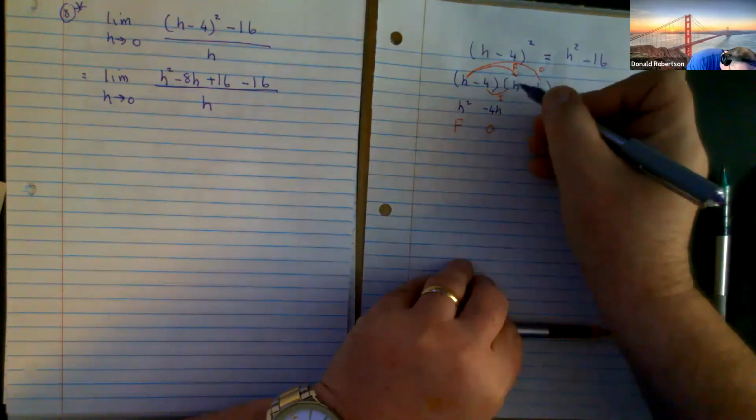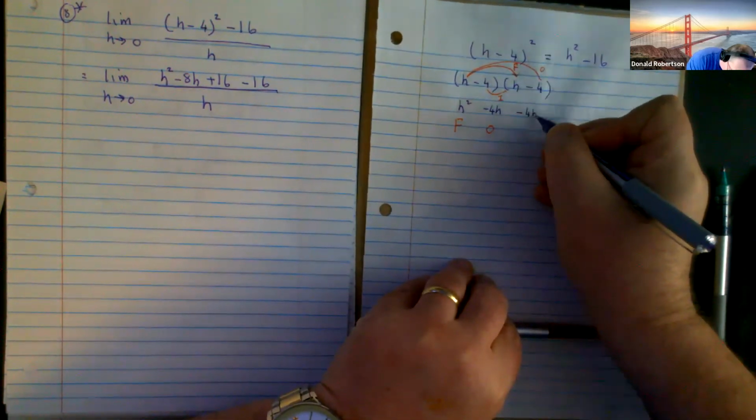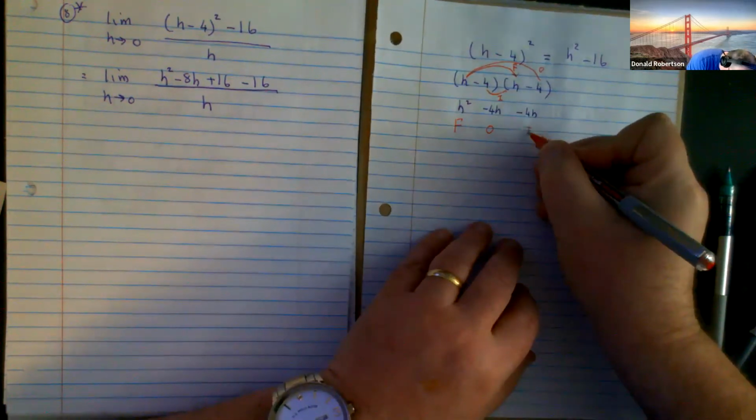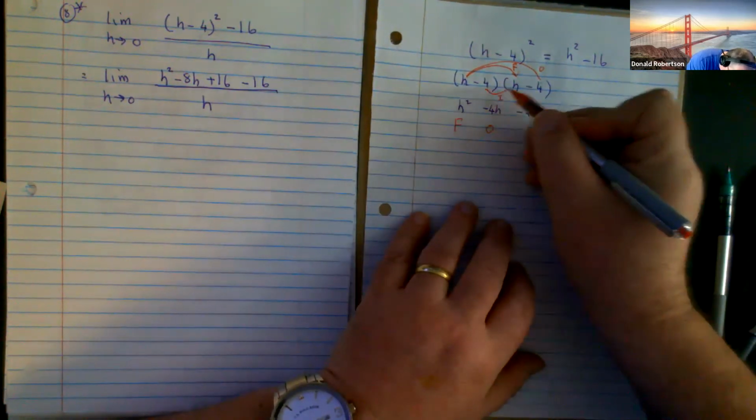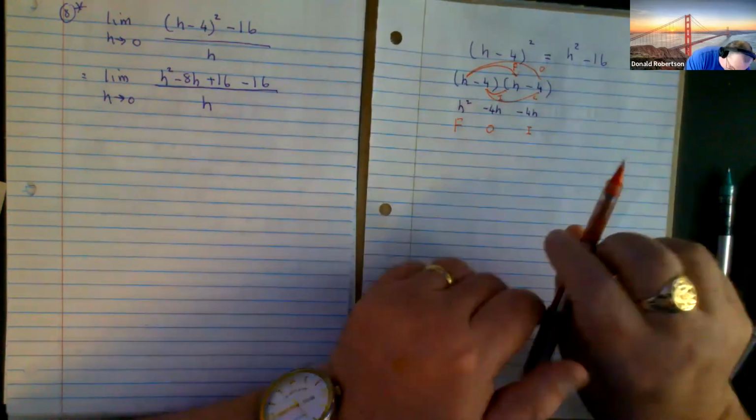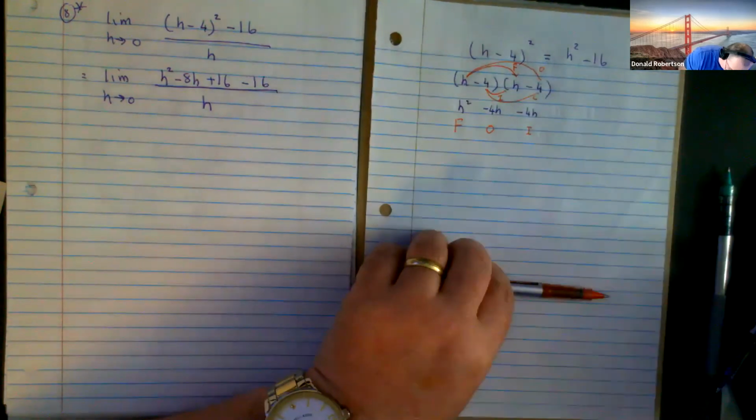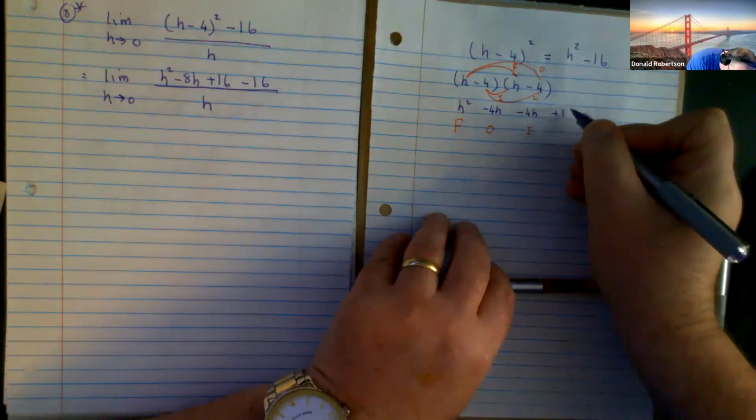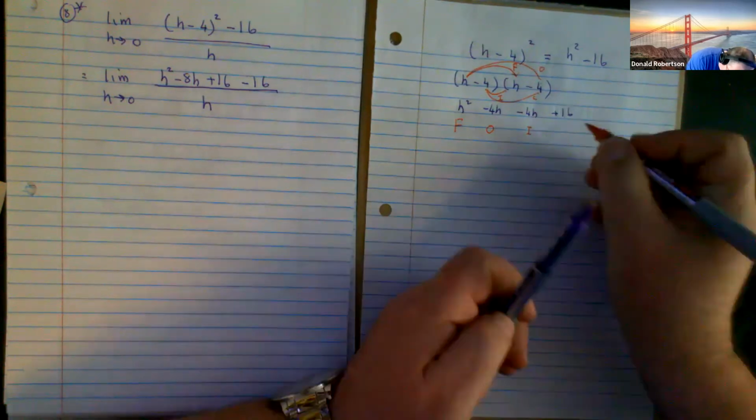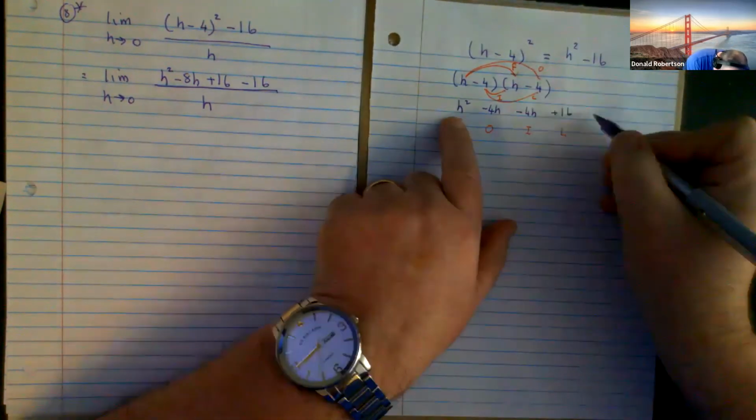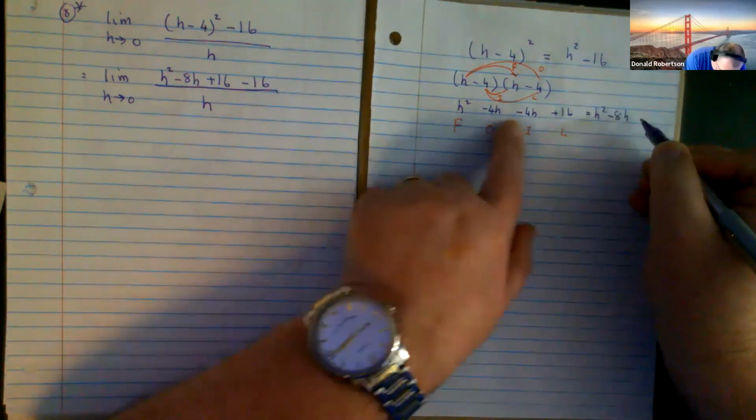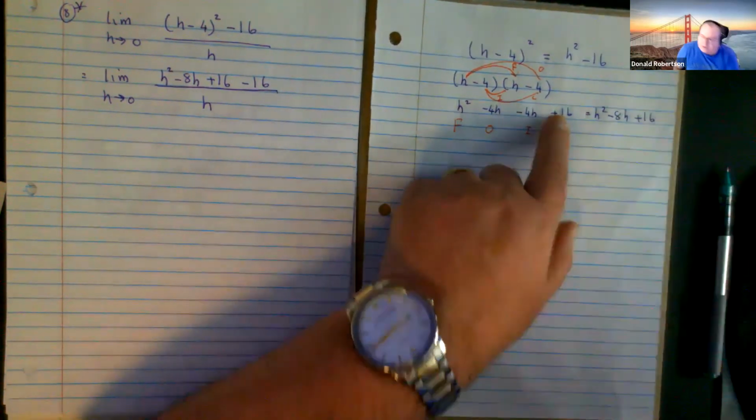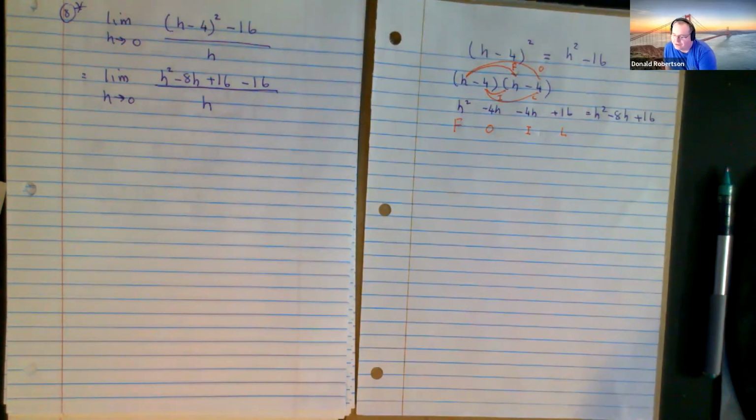And negative 4 times h is negative 4h. So that's the I of FOIL. And then you finish with the L, which is the last one of each, and that's there. And negative 4 times negative 4 is positive 16, and that's your L. And do you see you get the h squared? Those combined to give you negative 8h, and that guy at the end is 16. You're convinced that that's the right answer and not that one, right?